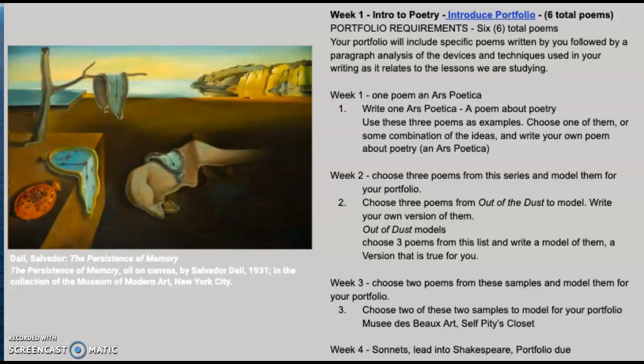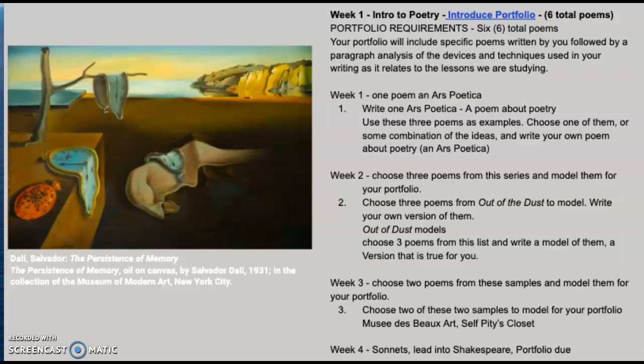First, your portfolio requirements, basically you're going to write 6 total poems. Your portfolio will include the poems that you write, followed by an analysis of the devices and techniques that you used in your writing as it relates to what we are studying. So for week 1, you'll write an Ars Poetica. Ars Poetica is a poem about poetry. I'm going to give you 3 poems as examples. You will choose to analyze one of them, and then you will model it, making it your own. You'll follow that by writing a paragraph explaining why and how you did what you did.